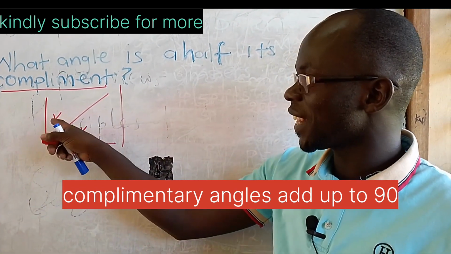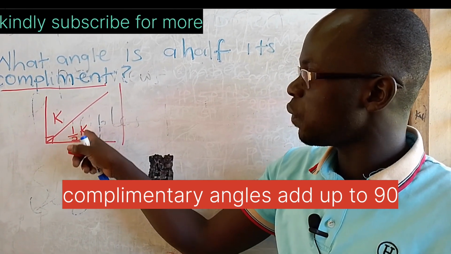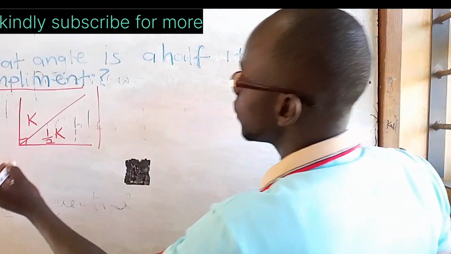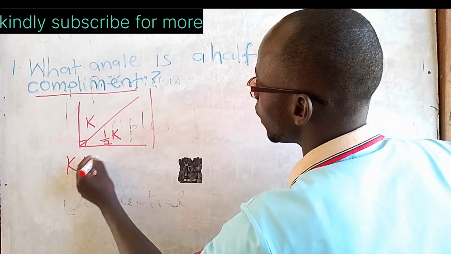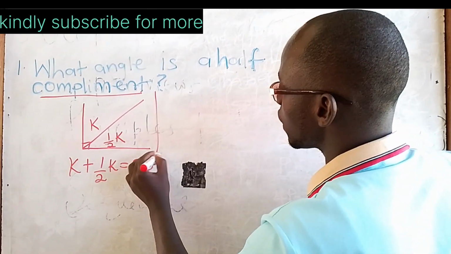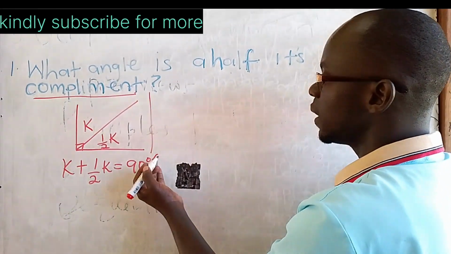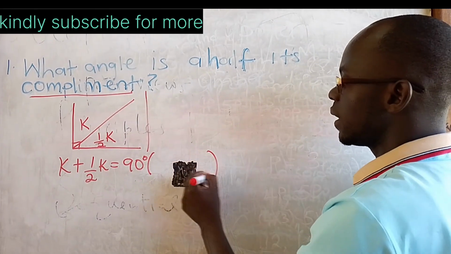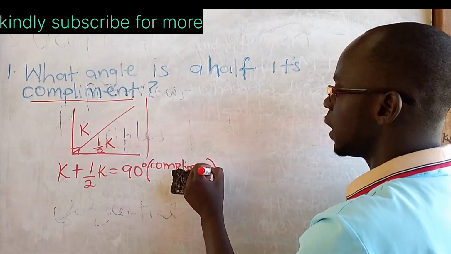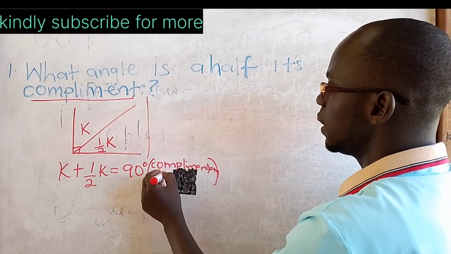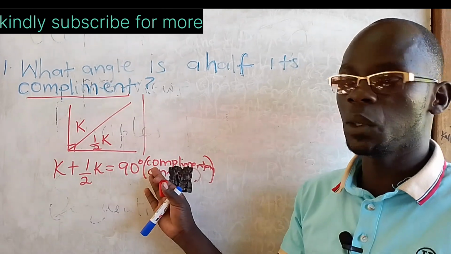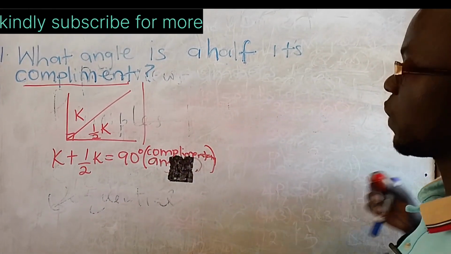So the angle is half K, whereas the complement is K. So what we are going to do here, we shall now say K plus half of that K equals 90 degrees. Remember to put in the bracket and say complementary angles, because we are saying that those are angles that add up to 90 degrees. So those are complementary angles.